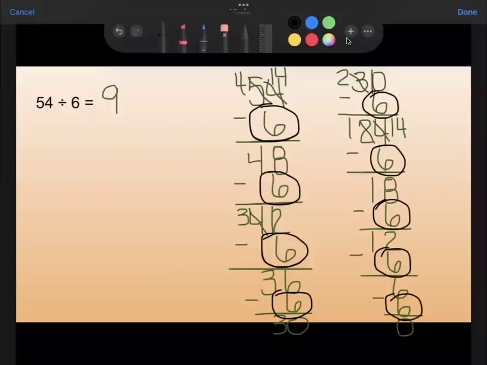So again, if you're not sure about this multiplication fact off the top of your head, this is one strategy you can use to figure it out.